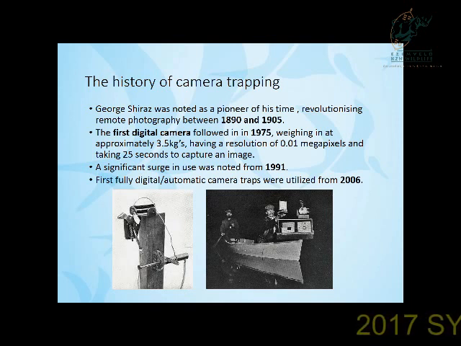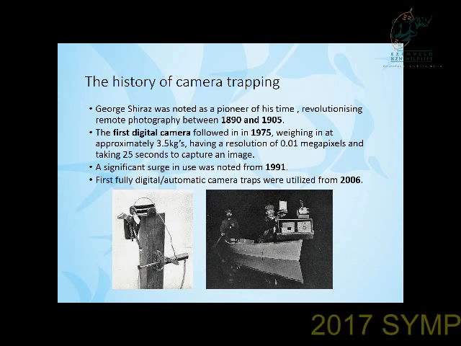So the major surge was experienced in the early 90s, largely fueled by the hunting fraternity. The first digital camera originated in 1975, and just to allow us to really not take it for granted, it weighed a hefty 3.5 kilos, had a whopping resolution of 0.01 megapixels, and you really needed a steady hand because it took 25 seconds to capture an image.